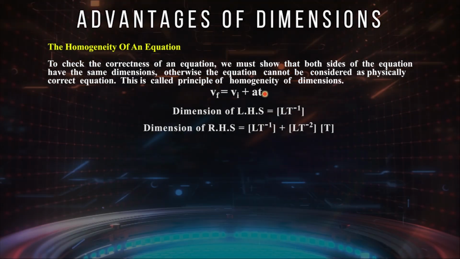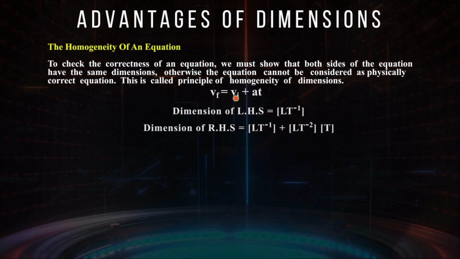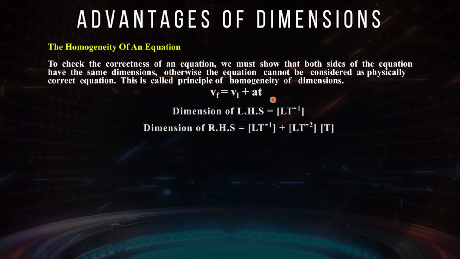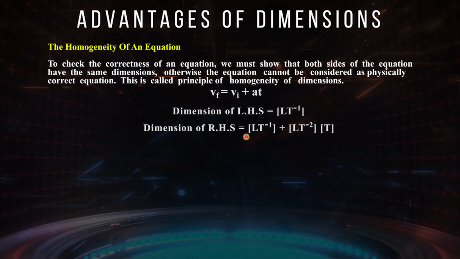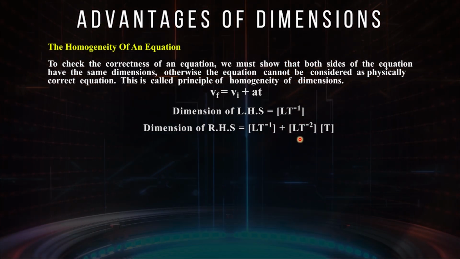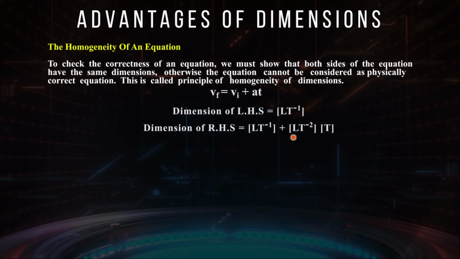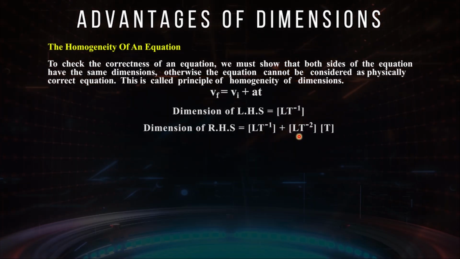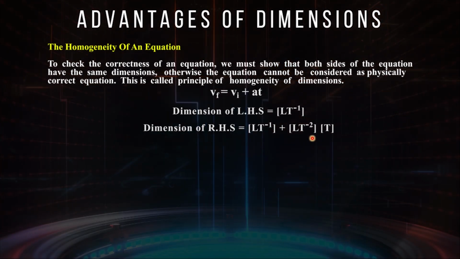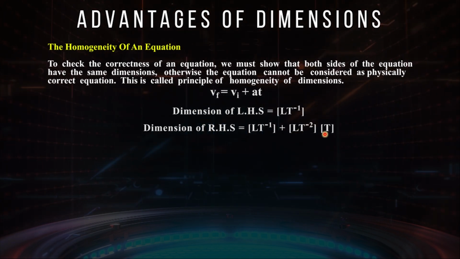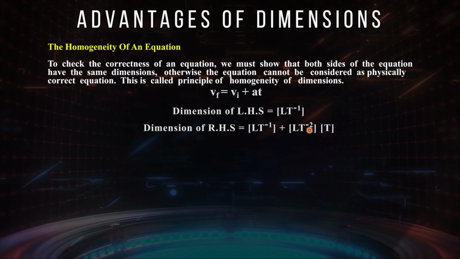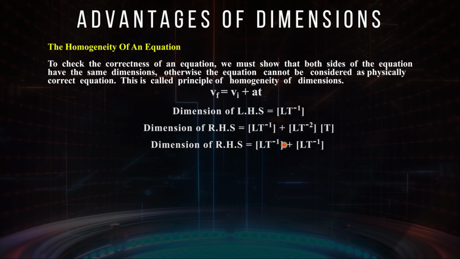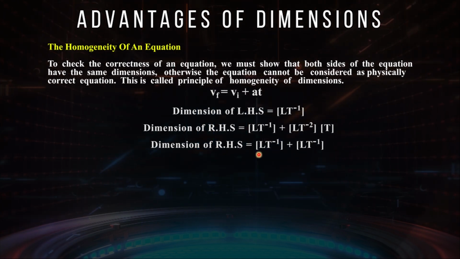Now we can see the dimension of the right hand side. The right hand side has two quantities in the addition, the velocity and the product of acceleration and time. The velocity has the dimension LT minus 1 and the acceleration has the dimension LT minus 2. The dimension of t is T. If I combine these two T terms, T minus 2 and T with power plus 1, minus 2 plus 1 becomes minus 1. Very good. So LT minus 1 plus LT minus 1, and you can see these two quantities are similar to each other.